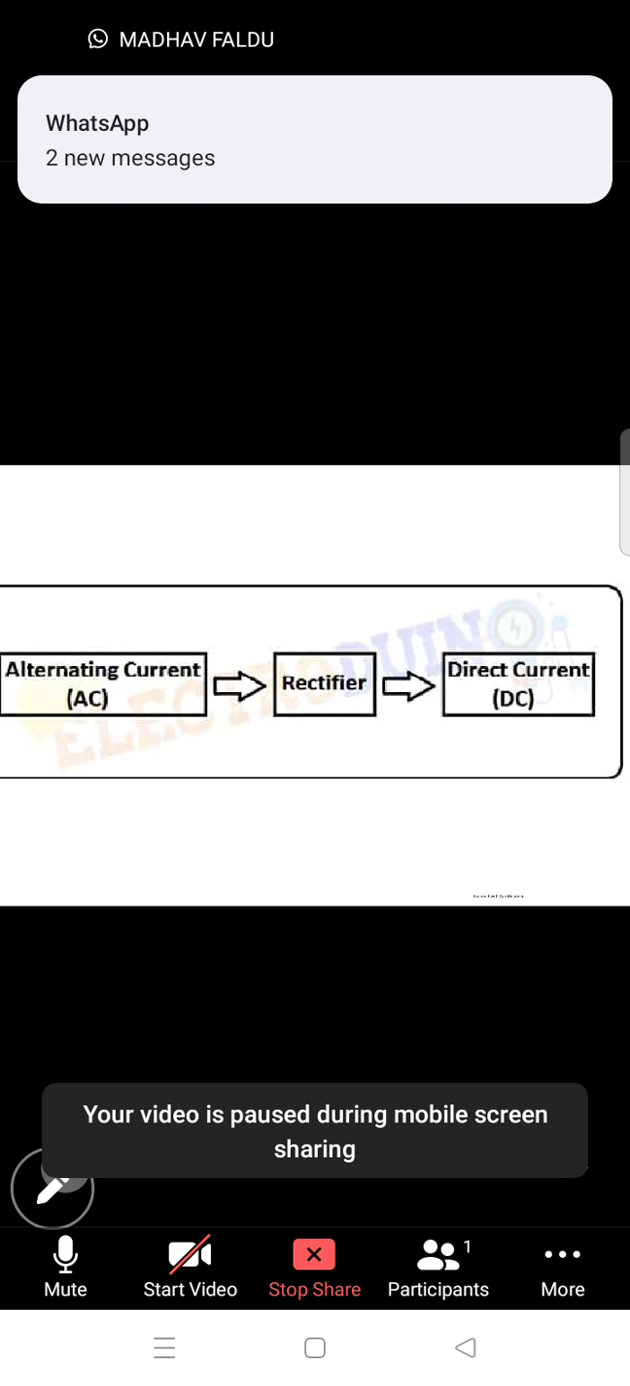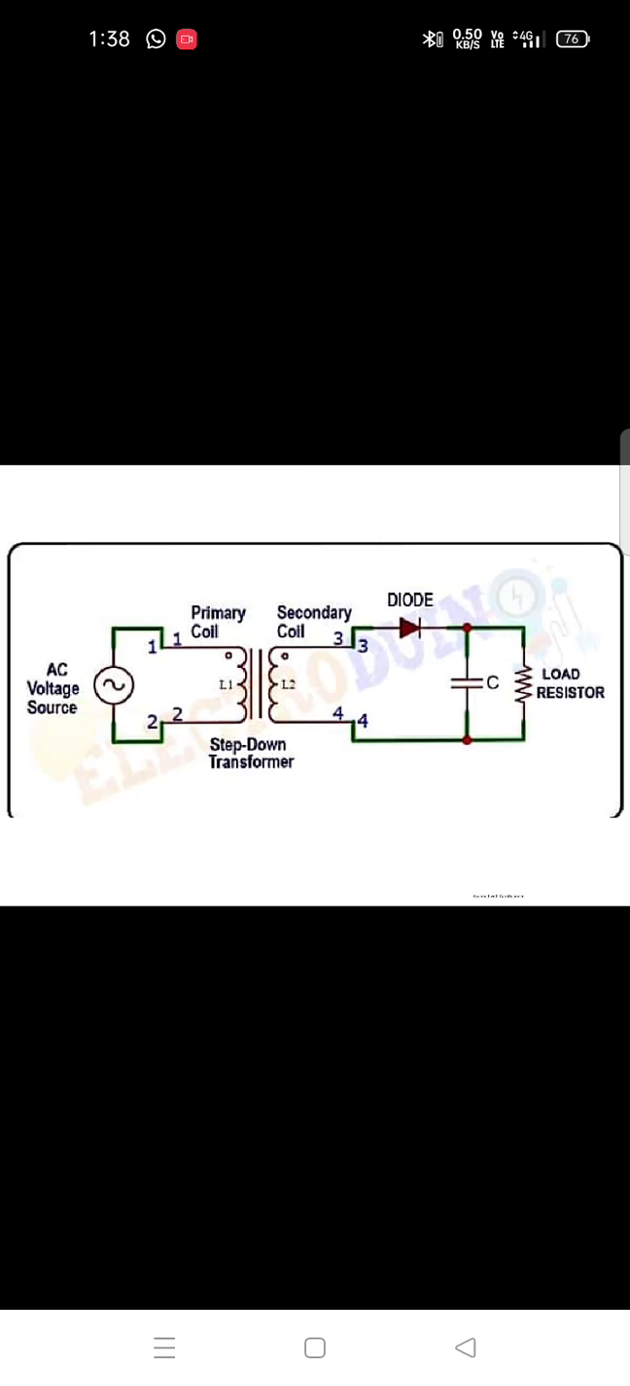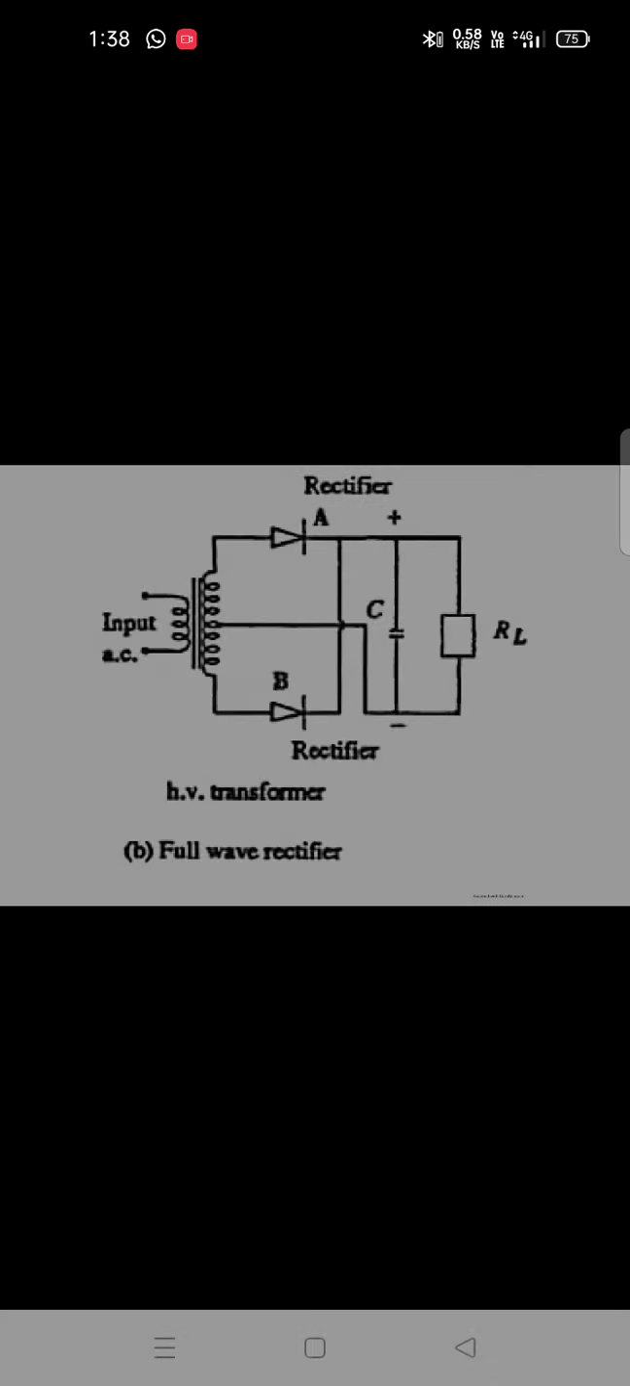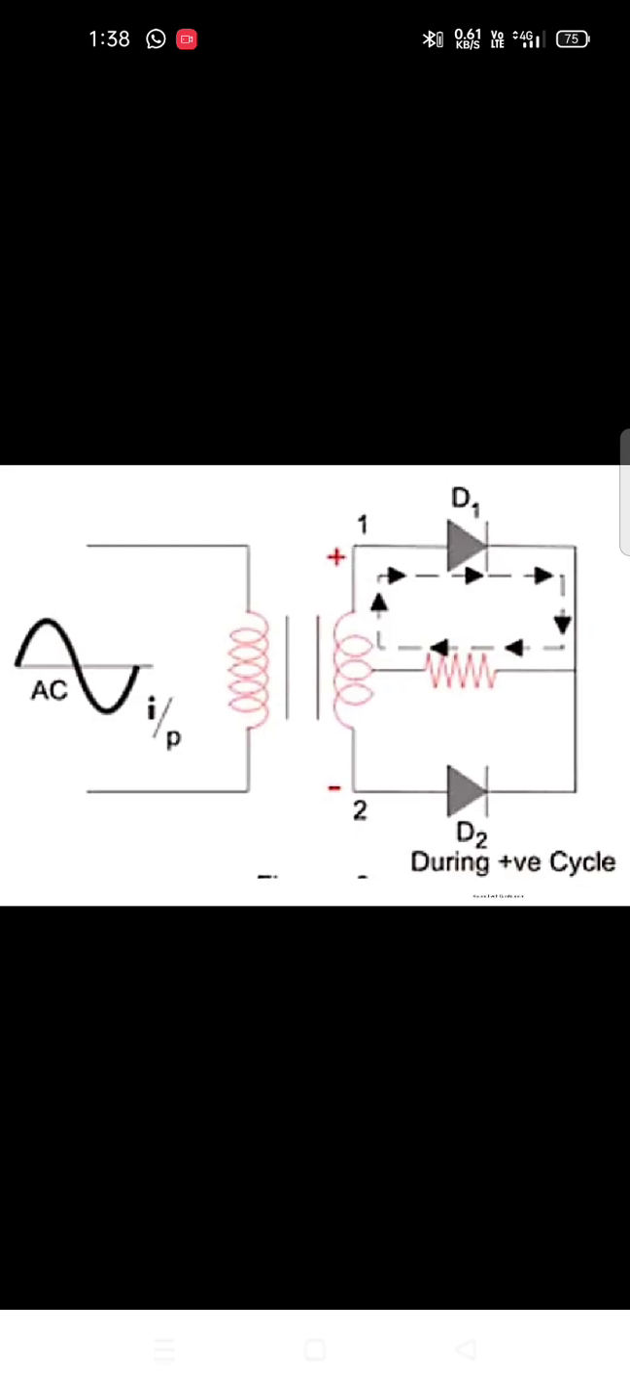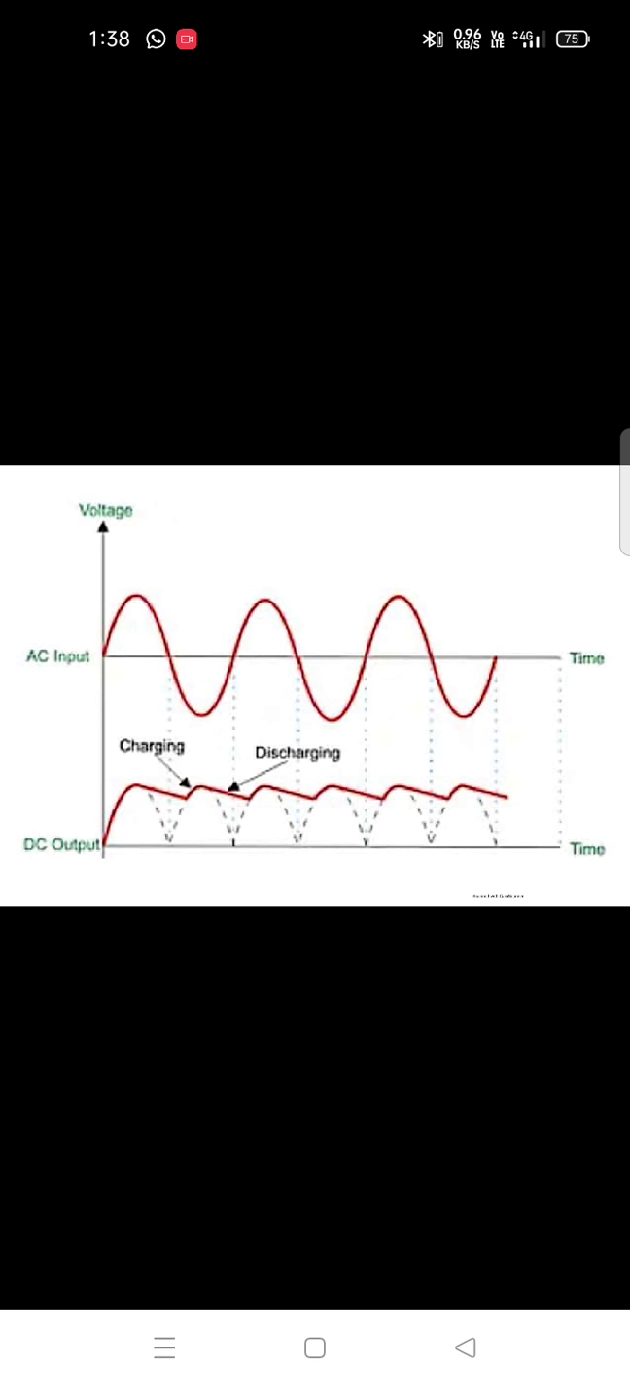First, a rectifier is needed to convert AC to DC. Then the half wave rectifier, working in the positive and negative half cycle, and the waveform with the use of a capacitor filter and how it affects it. Then the full wave rectifier. In half wave we use one diode, and in full wave we use two diodes to use both positive and negative half cycles, and again with the capacitor filter circuit.